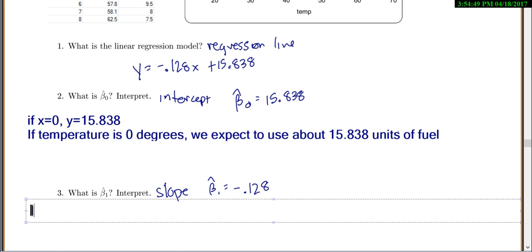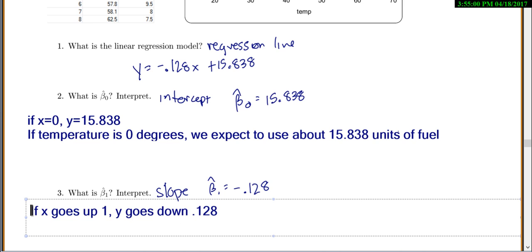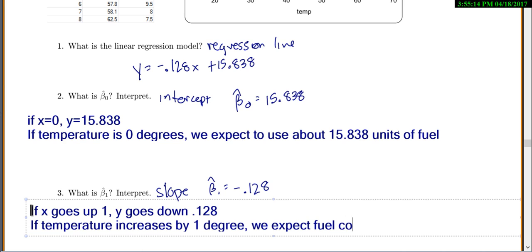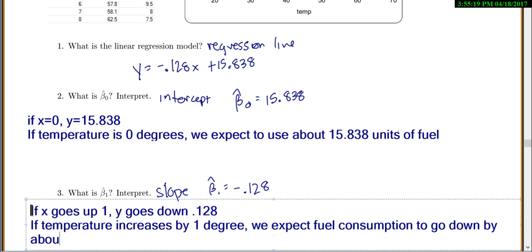And interpretation is basically saying if x goes up 1, y goes up, or in this case, because it's negative, y goes down 0.128. Okay, now let's say it in words. So if the temperature increases by 1 degree, we expect fuel consumption to go down by about 0.128 degrees, or units. Which makes sense, the warmer it gets, the less fuel you should be using.